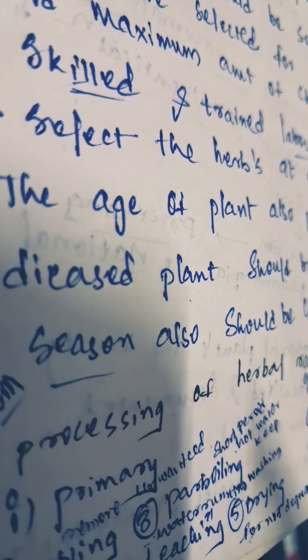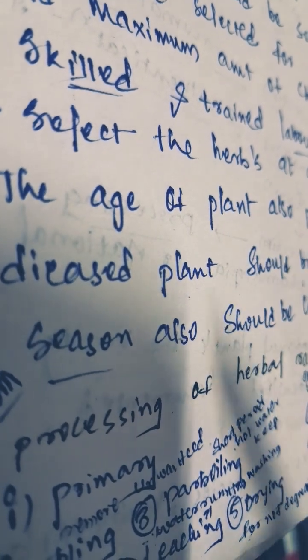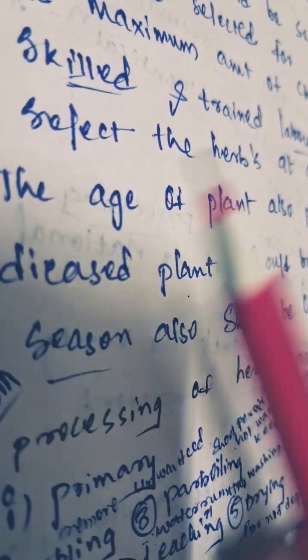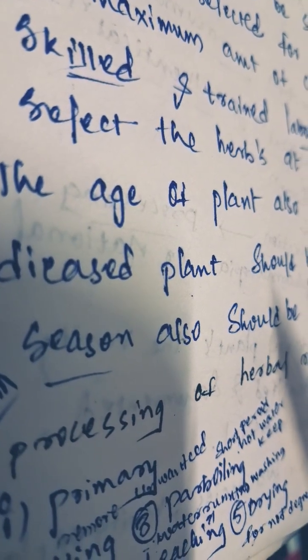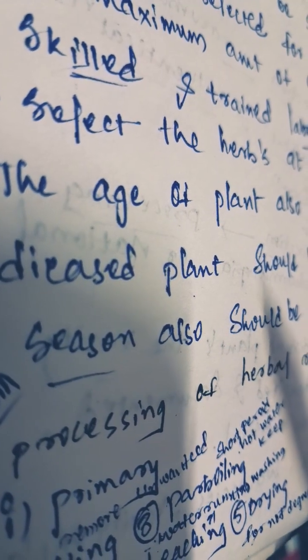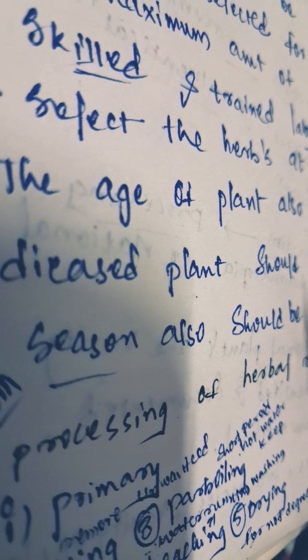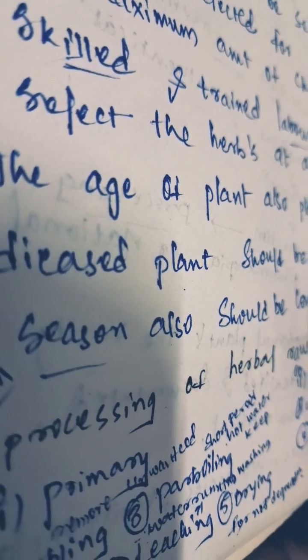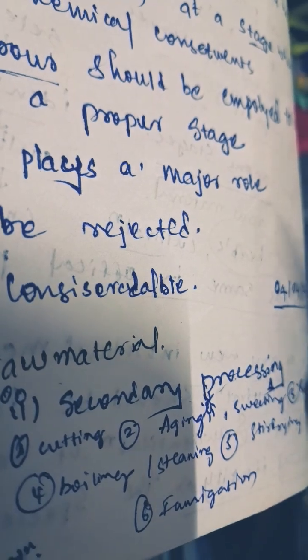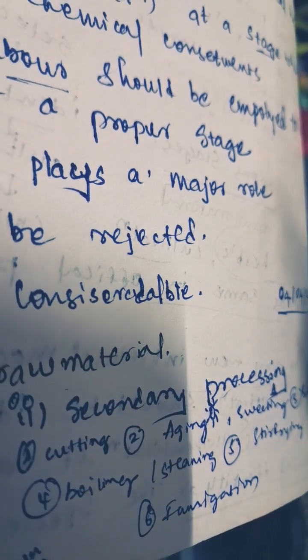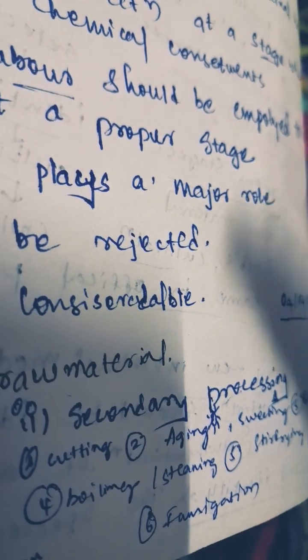The primary processing includes garbling, washing, parboiling, bleaching, and drying. In garbling, we remove the waste. In washing, the plant is washed with water, brushing like that. Next, parboiling: keeping the material in hot water for a short period of time. In bleaching, it should be washed in running water. Drying is done to prevent degeneration or degradation. In secondary processing: cutting, aging, sweating, baking, boiling or steaming, stir frying, and fumigation.